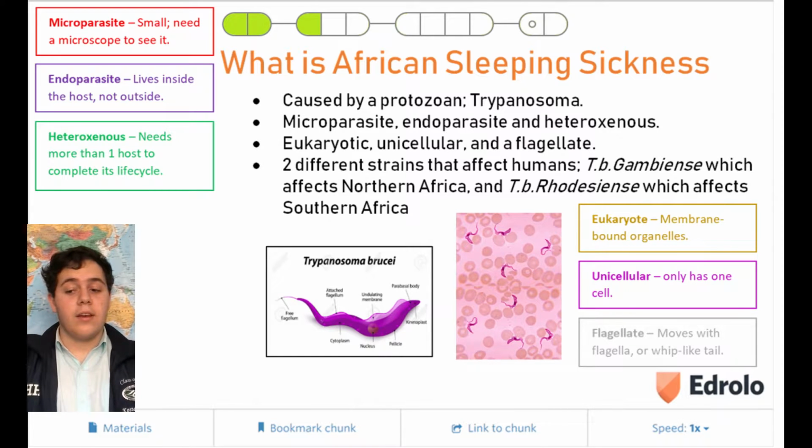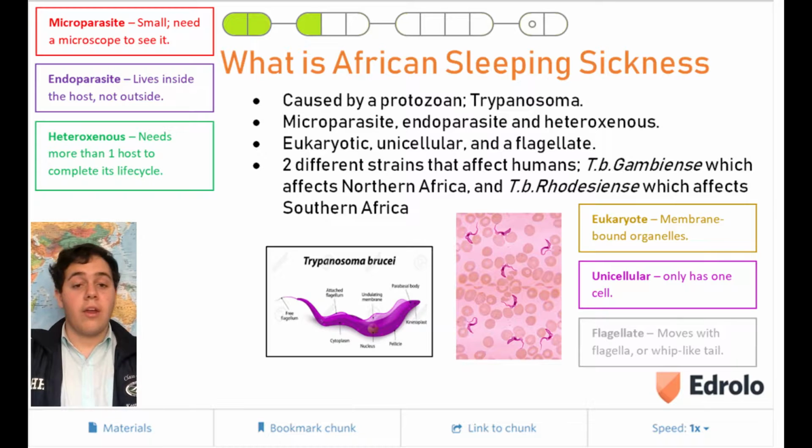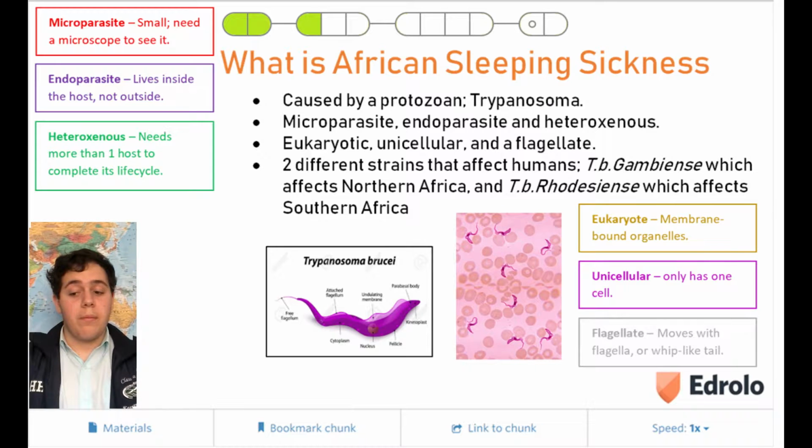Now, African sleeping sickness, or African trypanosomiasis, is caused by a protozoan called a trypanosoma. Being a parasite, the protozoan is both a microparasite, which means it can be seen under a microscope, and an endoparasite, meaning it's inside a host, not outside. The common characteristics of trypanosoma itself include being eukaryotic, which means having membrane-bound organelles, being unicellular, undergoing motion with a flagella, making it a flagellate, and it's heteroxenous, or requires more than one host to complete its life cycle.